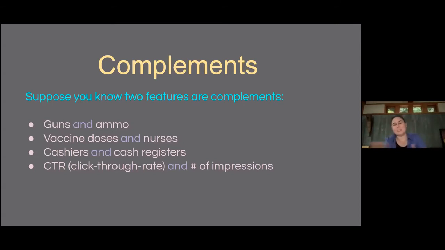We talk about vaccine doses and nurses. If you don't have someone to deliver it, the vaccine dose may not be that useful. Your cashiers need cash registers. And in more of an internet setting, we worry about things like click-through rate and the number of impressions. So you might have an 80% click-through rate, but if that's based on only 5 impressions and there were 4 clicks, that's not as impressive as if you've seen 800 clicks on 1,000 impressions, right? So often people will just take the fraction and run off with click-through rate, but if we also know the number of impressions, we like to take that into account.